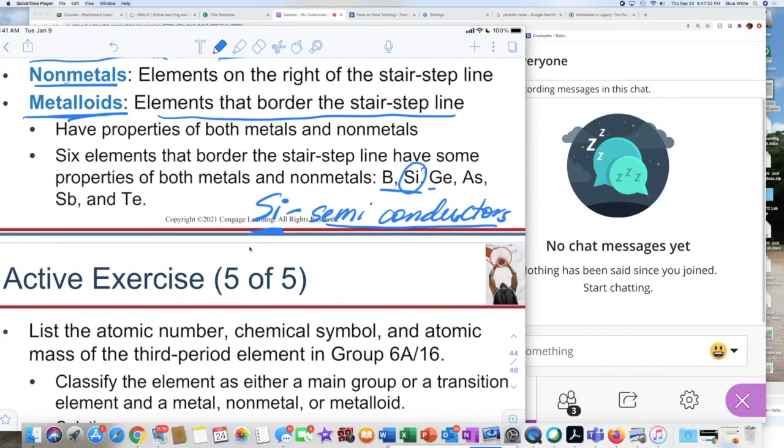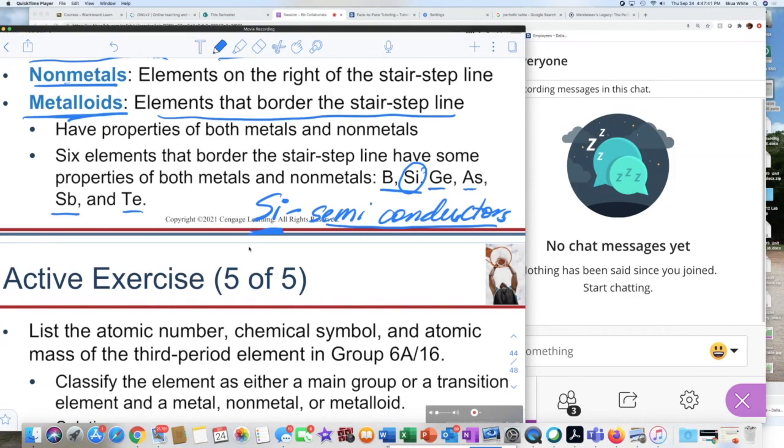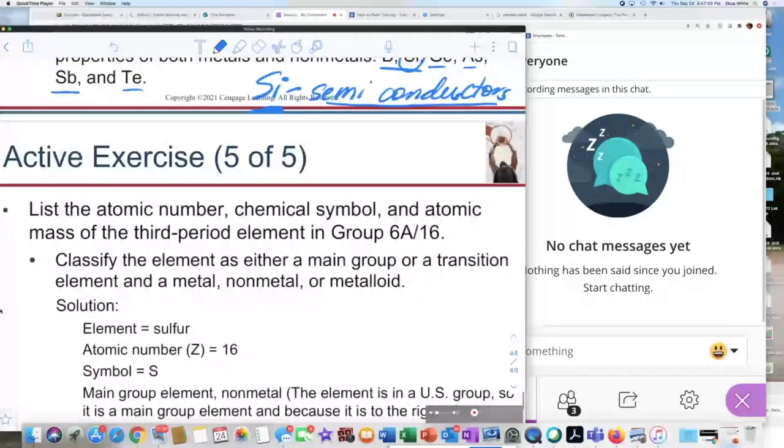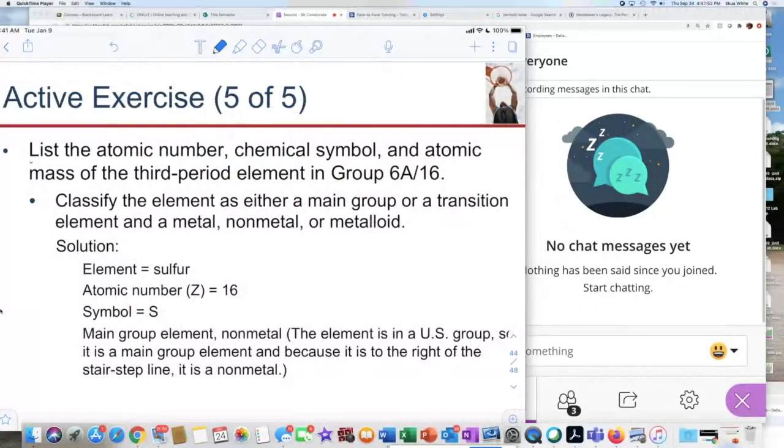But anyway, then we have germanium, arsenic, and then antimony and tellurium. So these are the elements that live on the border. They don't really live on the border, but they are in that border between metals and nonmetals, so they have both behaviors. Okay, so here we're told to list the atomic number or chemical symbol, atomic mass of the third period element in group 6A.